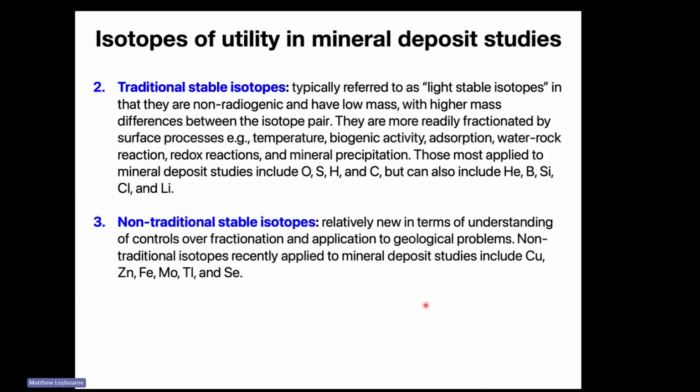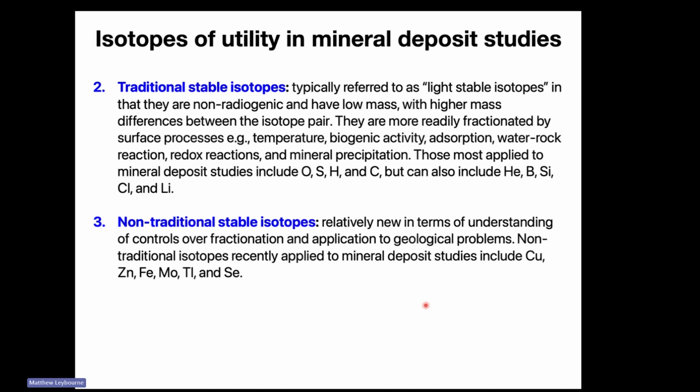Okay, then we have the traditional stable isotopes, commonly referred to as the light stable isotopes. They're non-radiogenic, have low mass, and high mass differences between the isotopes. And they're more readily fractionated by surface processes, such as temperature, biological activity, adsorption onto mineral surfaces, water-rock reaction, redox reactions, and mineral precipitation. Traditional ones would be oxygen, sulfur, hydrogen, and carbon, but you could include helium, boron, silica, chloride, and lithium in there, which are being used quite a lot.